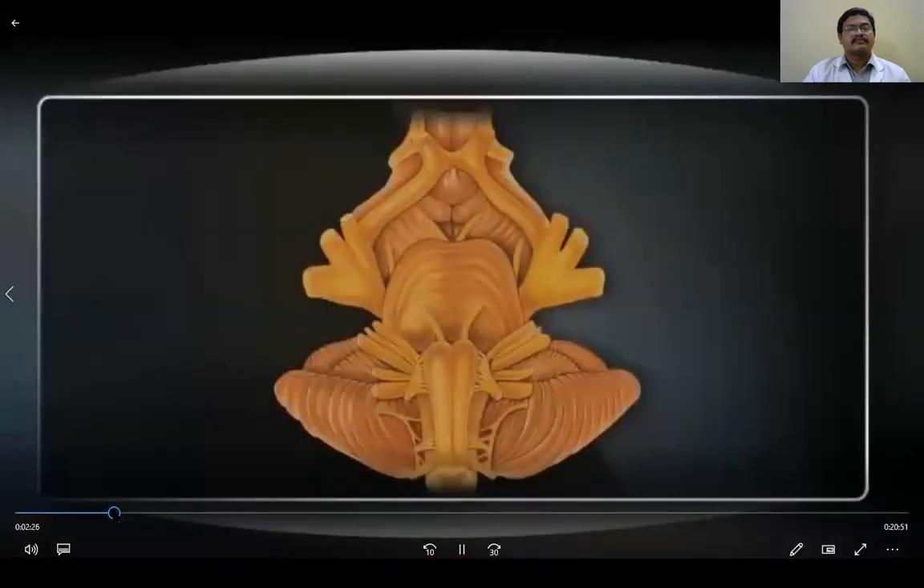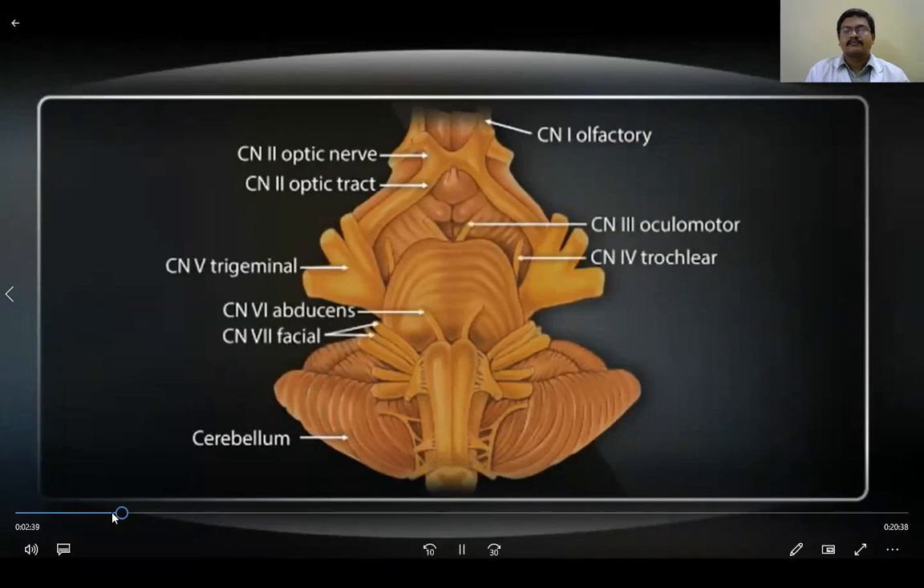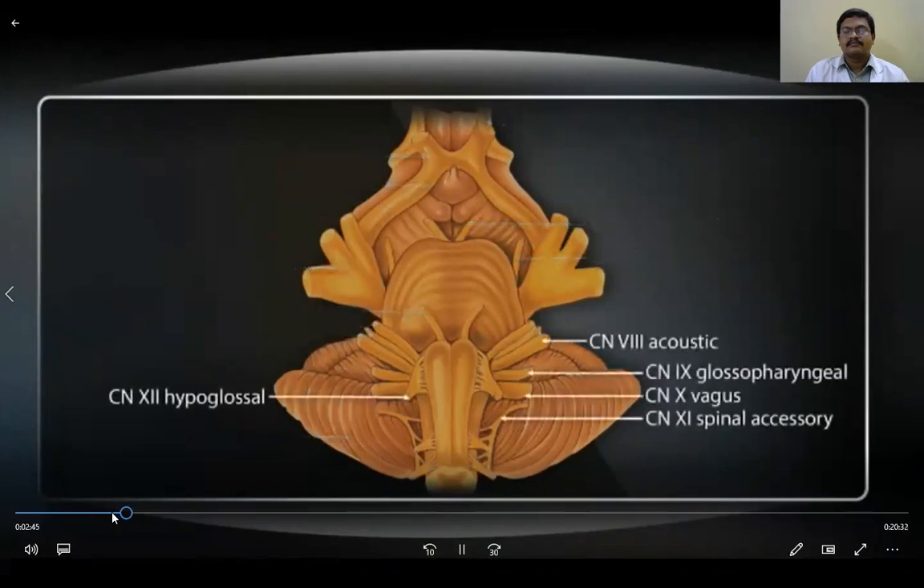12 pairs of cranial nerves emerge from within the skull and mediate complex motor and sensory functions. Cranial nerve 1 and 2 are actually fiber tracts emerging from the brain. Cranial nerves 3 through 7 arise from the diencephalon and brainstem. Several of the cranial nerves are specialized, producing smell, vision, or hearing.